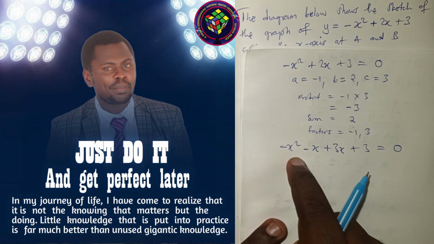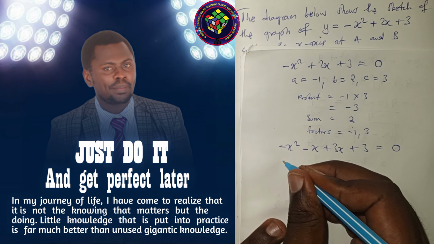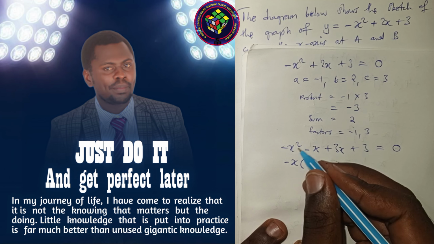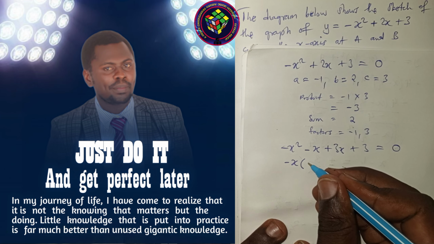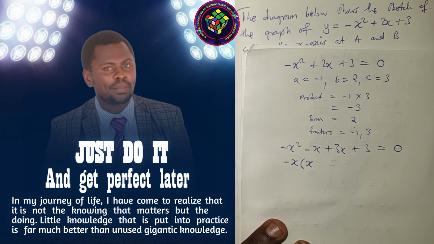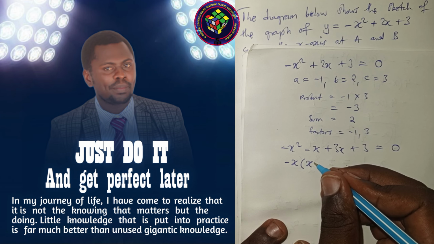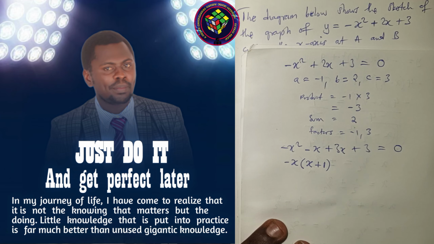What is common in these two? Yes, minus x is common. So we divide out minus x. Minus x squared divided by minus x, yes, we get x. Then minus x divided by minus x, you get positive 1. So you have plus 1.